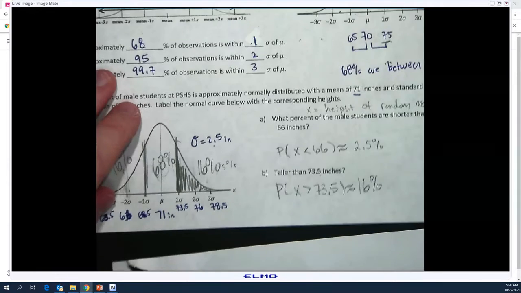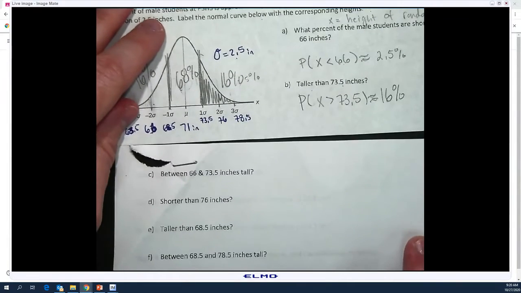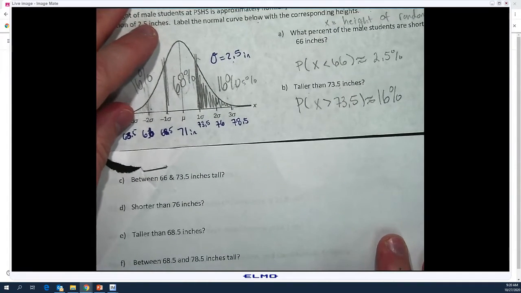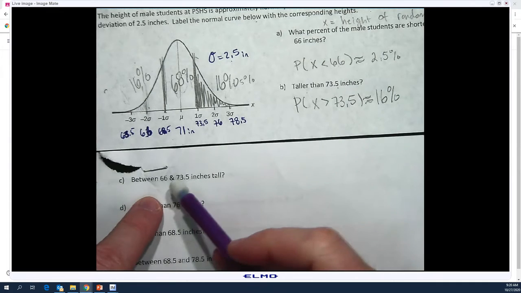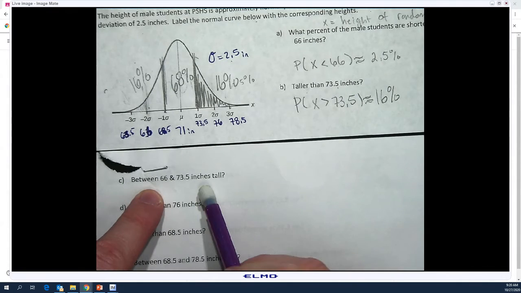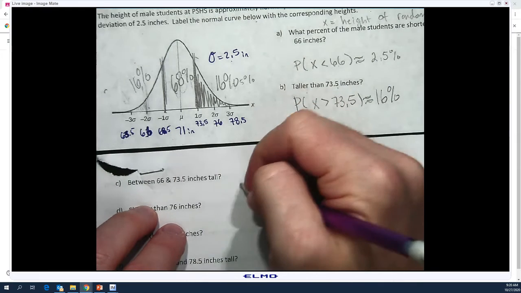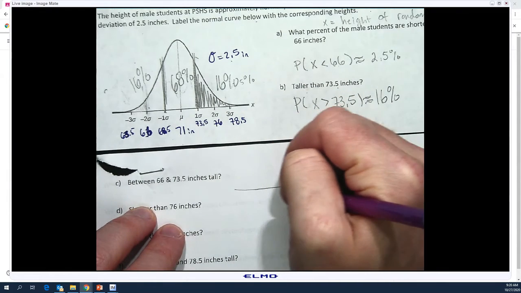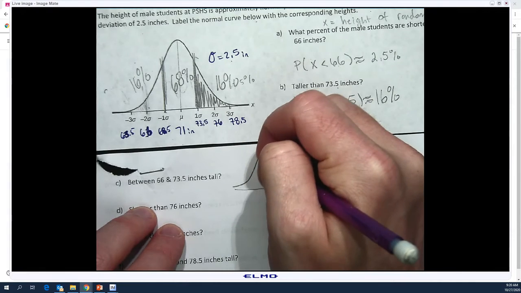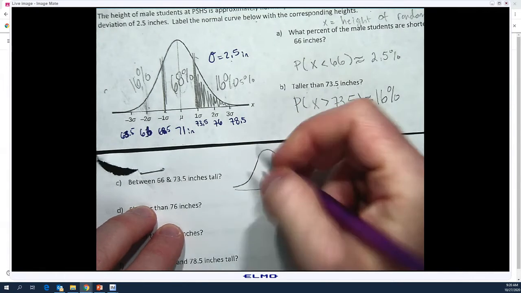Just kind of scooch this on up a little bit. So the next one wants us to figure out the chance of being between 66 and 73.5. Now, what I'm going to do on here is I'm going to redraw this because this is starting to get a little bit messy, and that's going to be easier just to redraw it. I'm not going to put all the values though. I'm just going to put the values I care about.